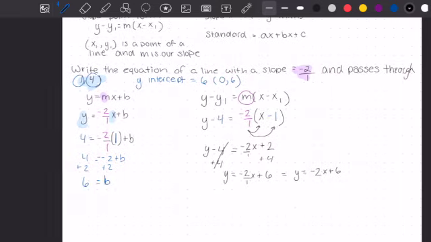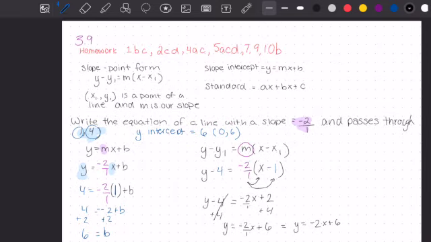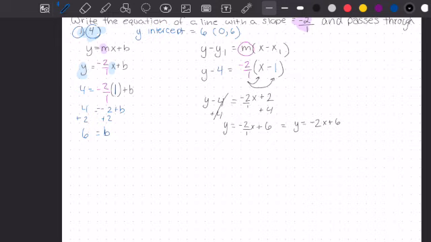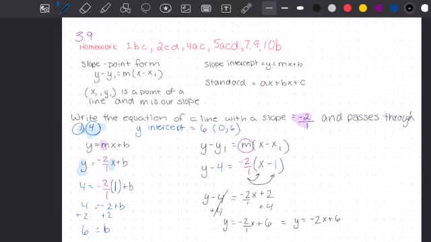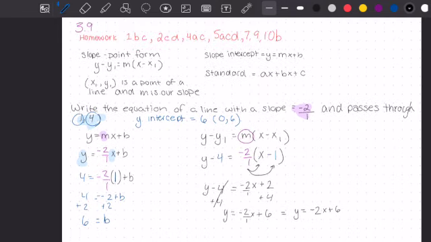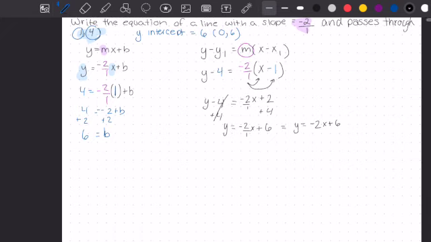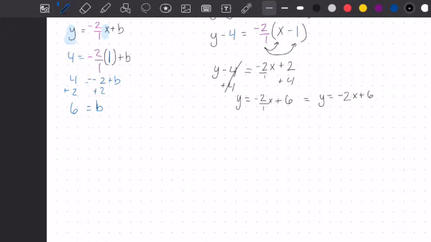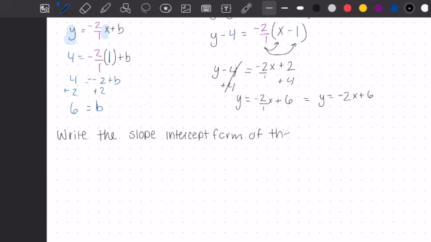So let's look at our homework questions here. We're going to take a look at question 1. I have assigned B and C, and so I'm going to look at A here. And A says, write the slope-intercept form of the line with the information given.